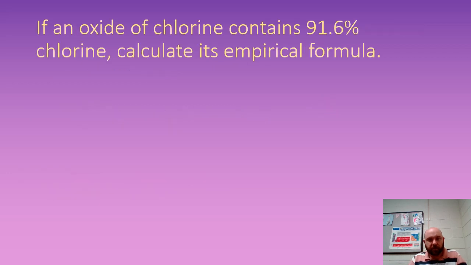This problem is very much like the previous one. We can see that we have an oxide of chlorine containing 91.6% chlorine. That means the rest of it is going to be oxygen to give us the oxide. So if I do 100 minus 91.6, I should see that my compound is approximately 91.6% chlorine, and the oxygen would be about 8.4%.